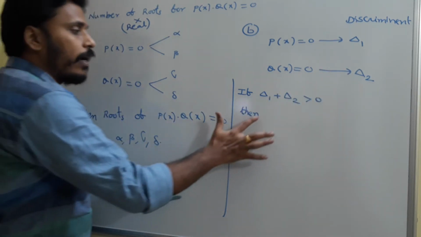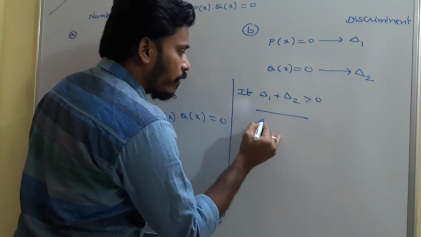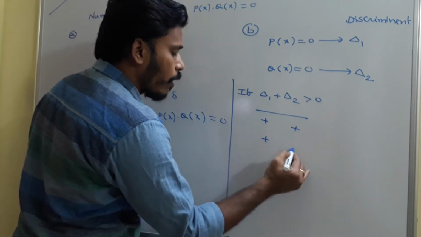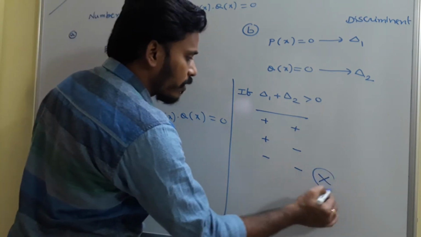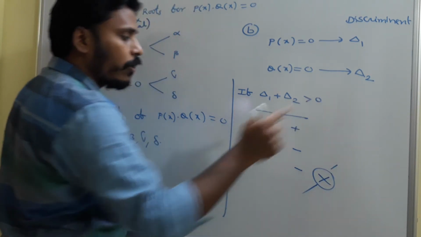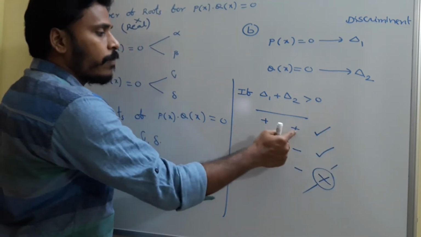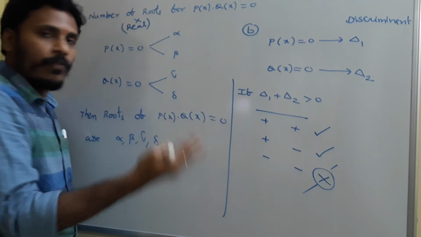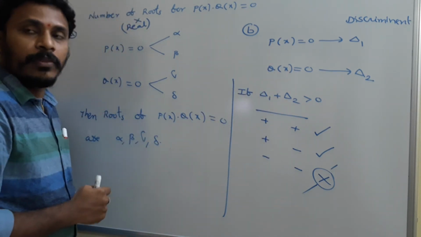Once again I will explain. We have the possibilities: both positive, one negative, both negative. We need to eliminate the both-negative case. Why? Because if both are negative, the sum greater than 0 is not acceptable. The possibilities are these two. In this case, both equations have real roots. In this case, one equation has real roots and the other equation has imaginary roots.